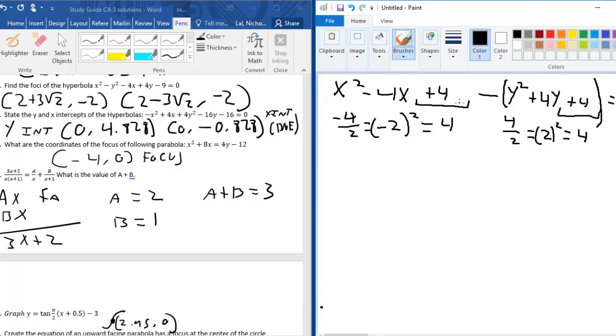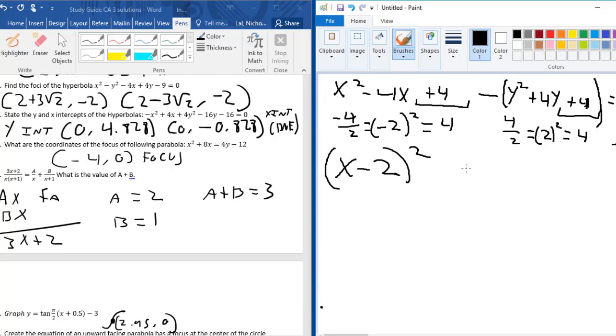Can you slow down for a second? Yes. Now, one thing to consider is that if I'm adding 4 on the left-hand side of the equation, I'm also going to be adding 4 on the right-hand side of the equation. But notice, this 4 is being multiplied by a negative 1. That's where that minus sign is. So that's 9 plus 4 minus 4. The x term is going to be factored into x minus 2 squared.